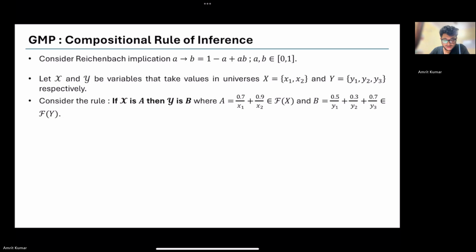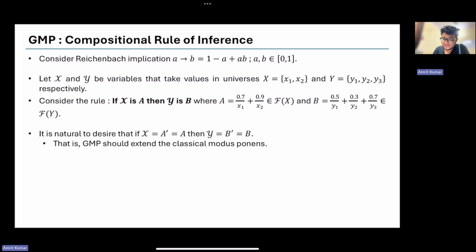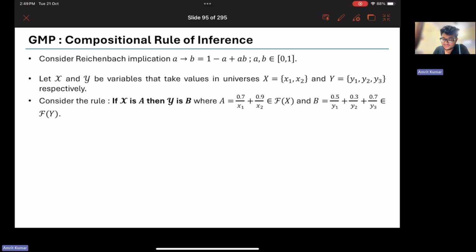Okay. Now let's quickly make an observation. Let's stick with the example that we considered. We have universe X, universe Y. They consist of 2 and 3 elements respectively, and we have fuzzy sets A and B like this, and we have the fuzzy if-then rule: if X is A, then Y is B. Now, it is natural to expect that if your input fuzzy set A dash is A itself, then our output fuzzy set B dash should be B, right?